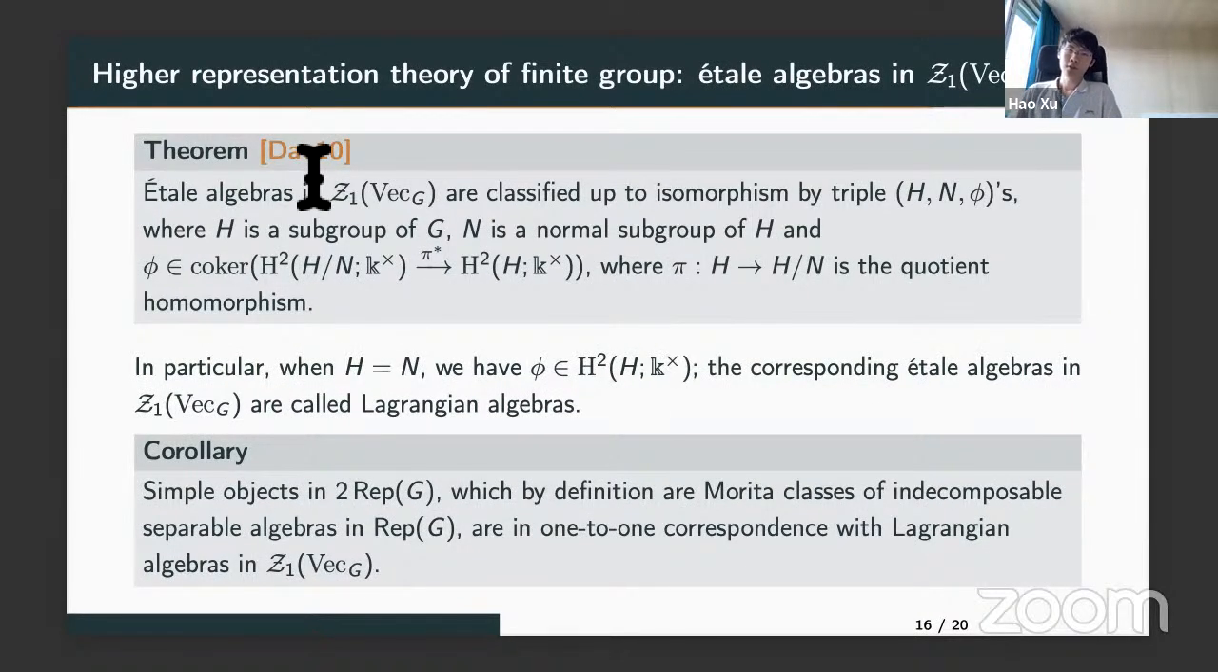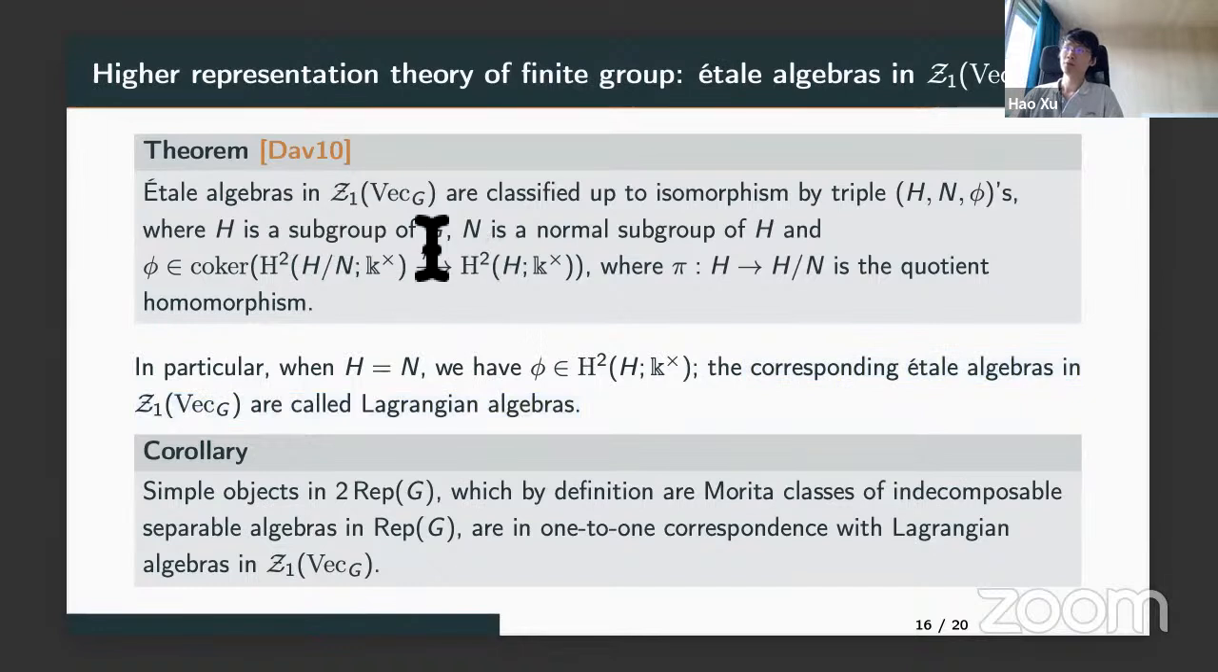Davydov, in his 2010 paper, provides a classification for étale algebras in the Drinfeld center of VEC_G. So this is given by triples (H, N, phi), where H is a subgroup of G, N is a normal subgroup of H, and phi is a kind of group cohomological data. In particular, when H equals N, this group cohomological data is just a 2-cocycle on H. So in this case, the corresponding étale algebras are called Lagrangian algebras.